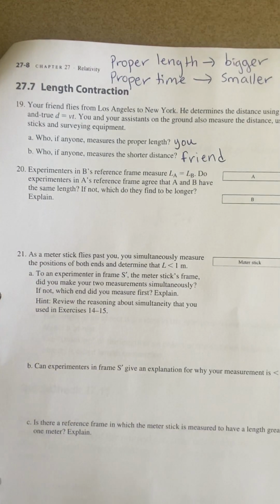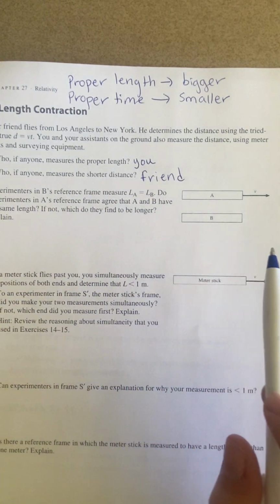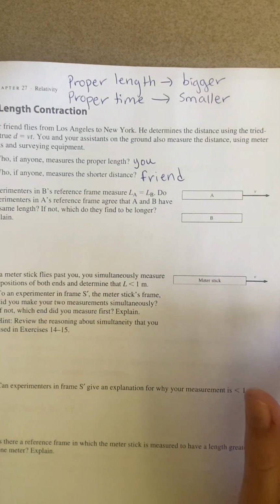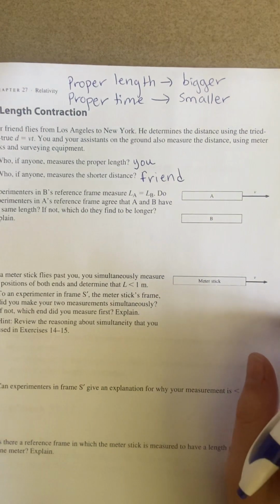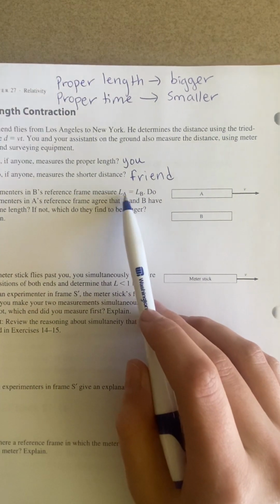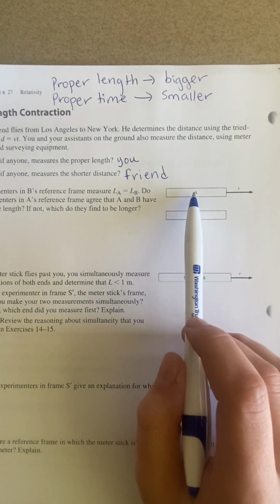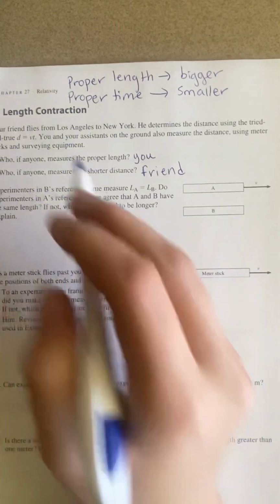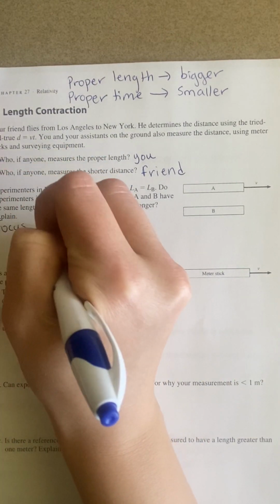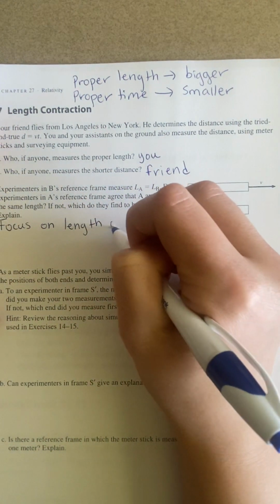Okay, 20. It says experimenters in B's reference frame measure the length of A and find it to be equal to the length of B. Do experimenters in A's reference frame agree that A and B have the same length? If not, which do they find to be longer? I found this one a little confusing at first because I was thinking, oh, if the length of A is the same as the length of B in B's reference frame, then it must be equal in A's reference frame as well. But we'll see that that's not the case. We're going to focus on the length of B to help us think about this.